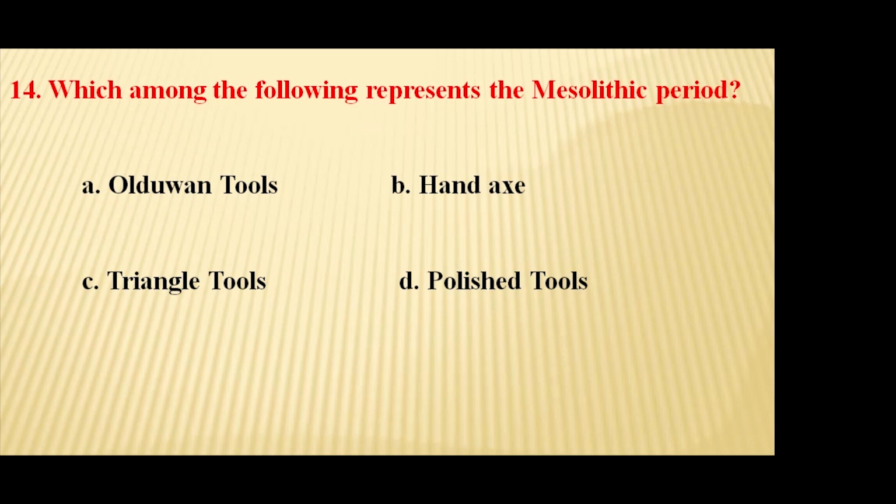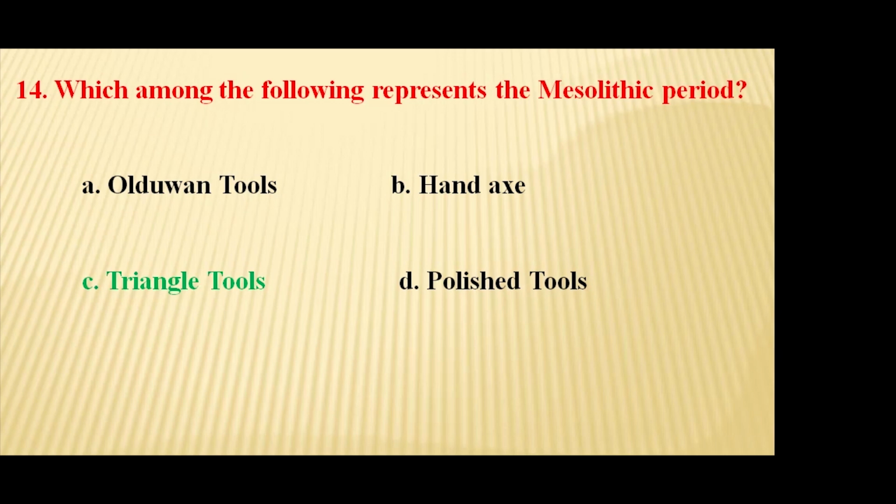Question number 14. Which among the following represents the Mesolithic period? Option A. Aldoan tools. Option B. Hand axe. Option C. Triangle tools. Option D. Polished tools. And the correct answer is option C, triangle tools.